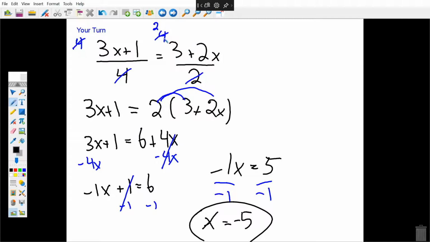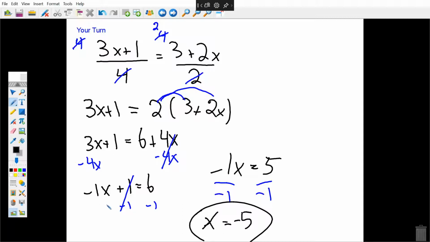Over here, 4 divided by 2 is 2. So we have a 2 left over. We're going to distribute this 2 to both the 3 and the 2x. 2 times 3 is 6. 2 times 2x is 4x. At this point, we're going to gather all of the x's on one side. The opposite of positive 4x is negative 4x. I minus 4x from both sides.